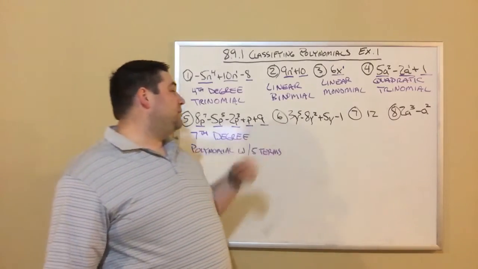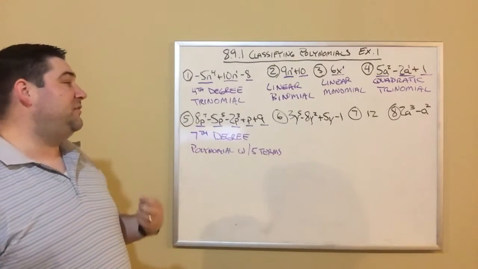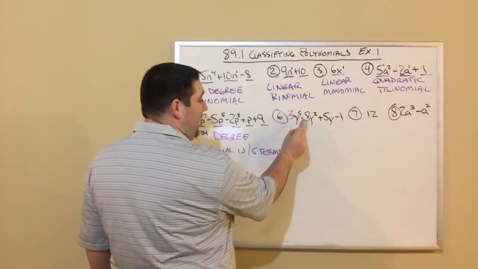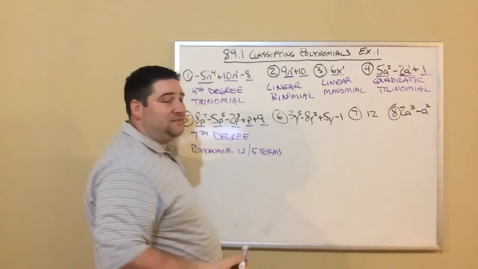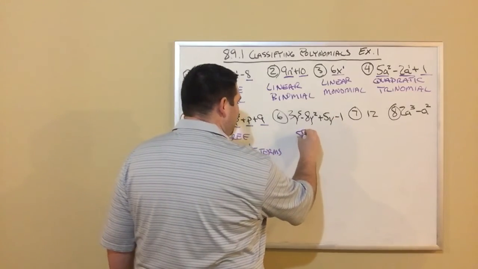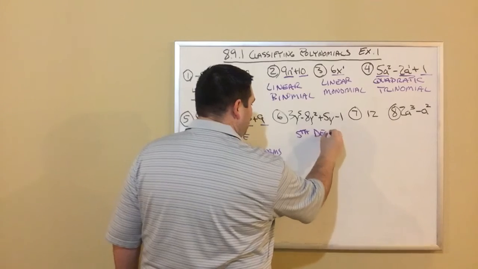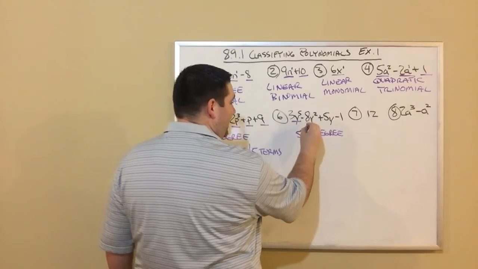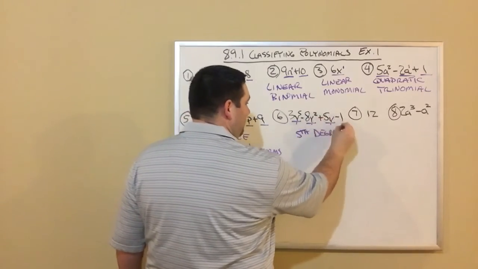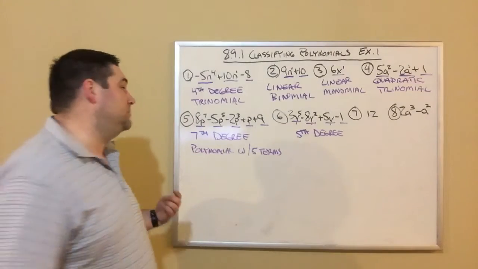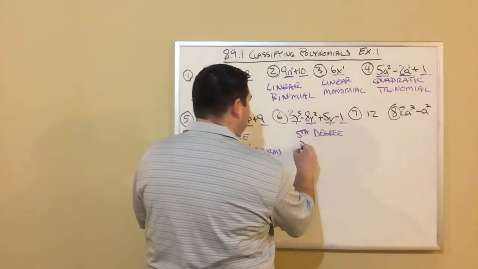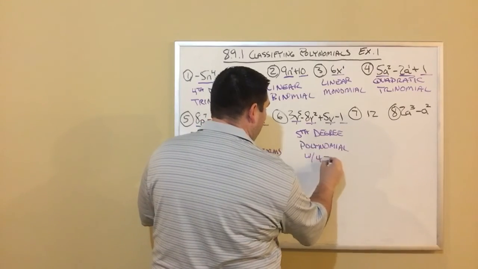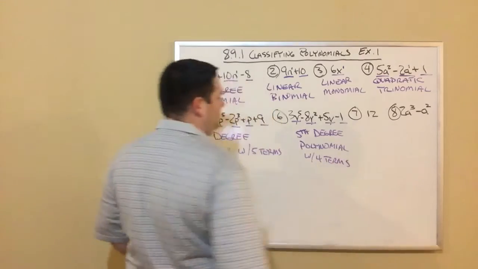So number 6, 3y to the 5th minus 8y squared plus 5y minus 1. So I start with my degree. I'm going to look at my exponents. This has a degree of 5, 2, 1, 0. 5's the biggest. So that's 5th degree. There's no name for that, so just 5th degree. And then I look at this. 3y to the 5th is a term. 8y squared is a term. 5y is a term. And 1's a term. So it has 4 terms. So again, there's no name for that. So this is a 5th degree polynomial with 4 terms.